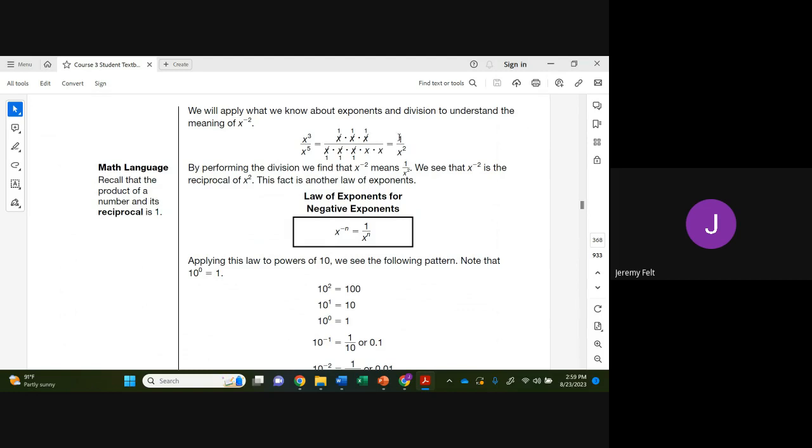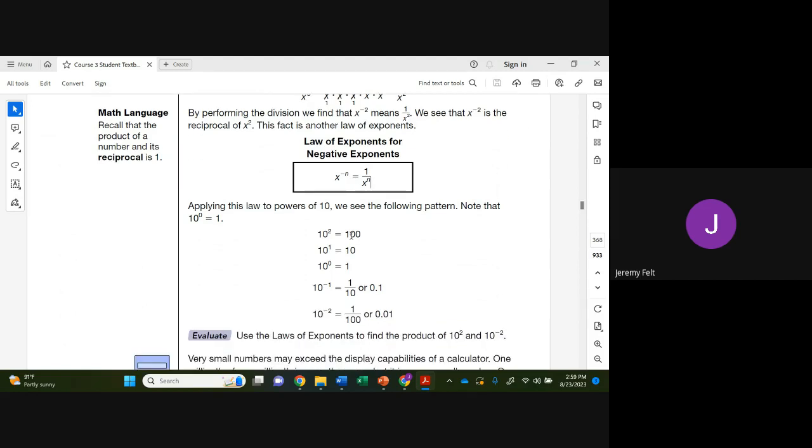2 squared is 4, so 1 over 4 is 1/4, or 0.25. Okay, and this is the rule. Again, you can write it down. It's on your reference sheet. So anytime we have a negative exponent, we can rewrite it as 1 over x to the positive exponent. So as we saw right here, the example we talked about.